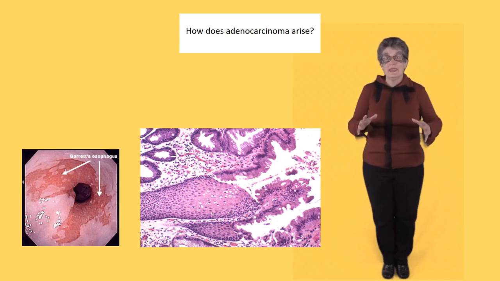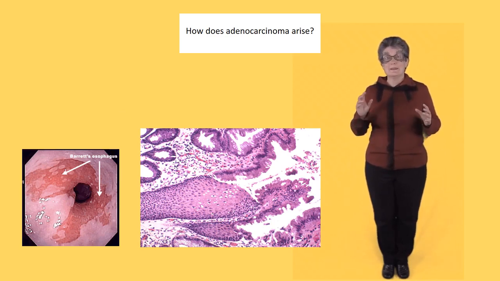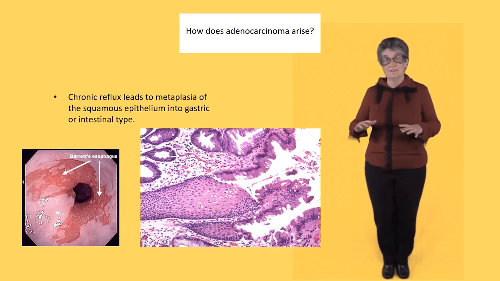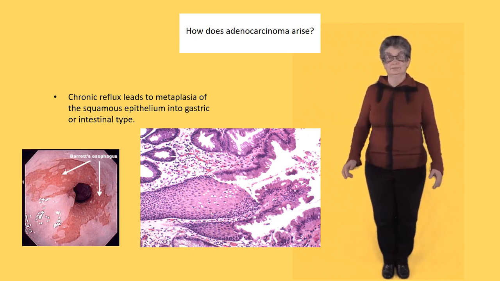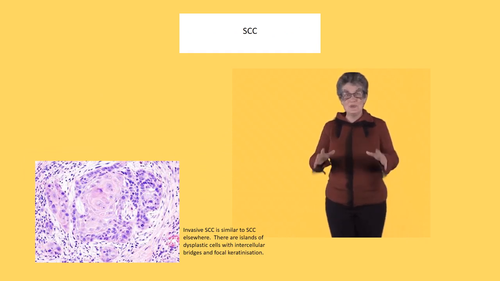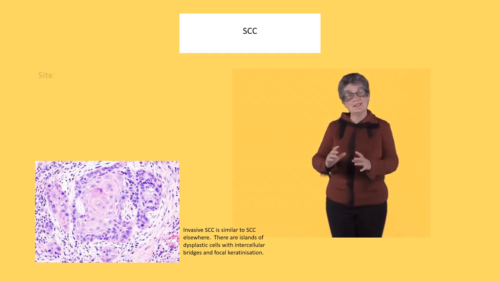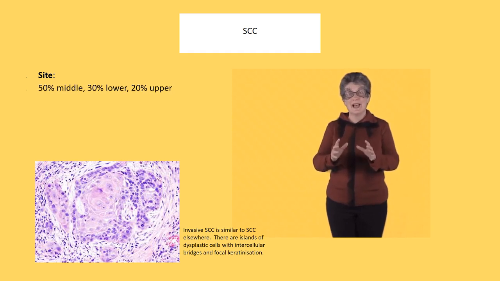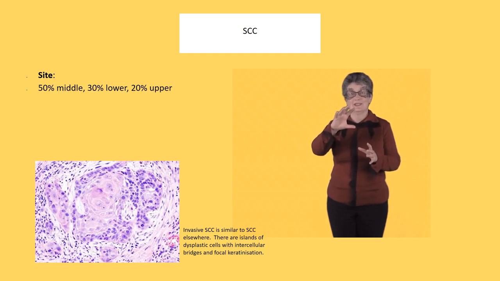So in summary, chronic reflux leads to metaplasia of the glandular epithelium at the base of the esophagus into gastric or intestinal type epithelium. Squamous cell carcinoma also occurs in the esophagus, whereas adenocarcinoma occurs in the lower esophagus where there's acid reflux. Squamous cell carcinoma more commonly occurs in the middle part of the esophagus.